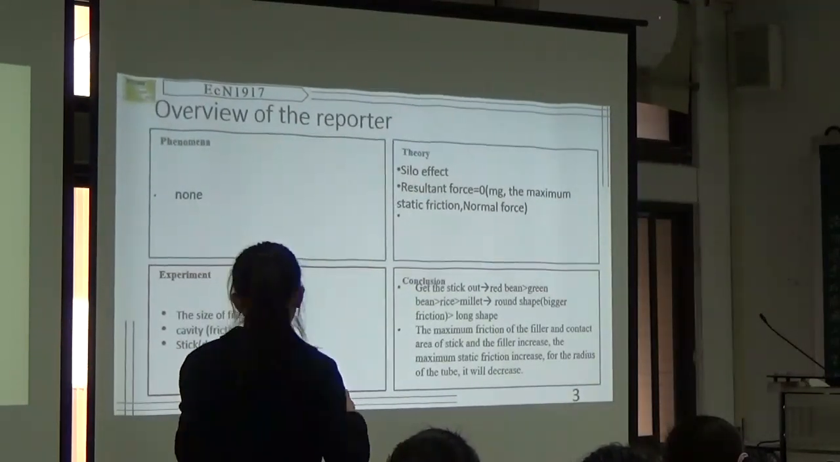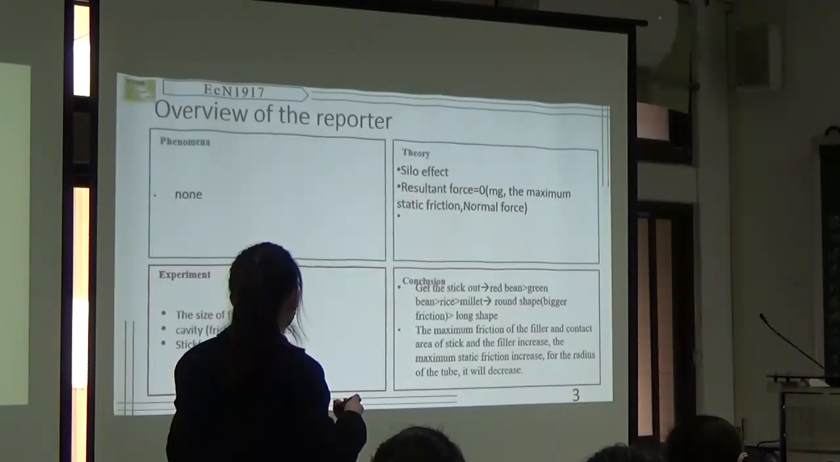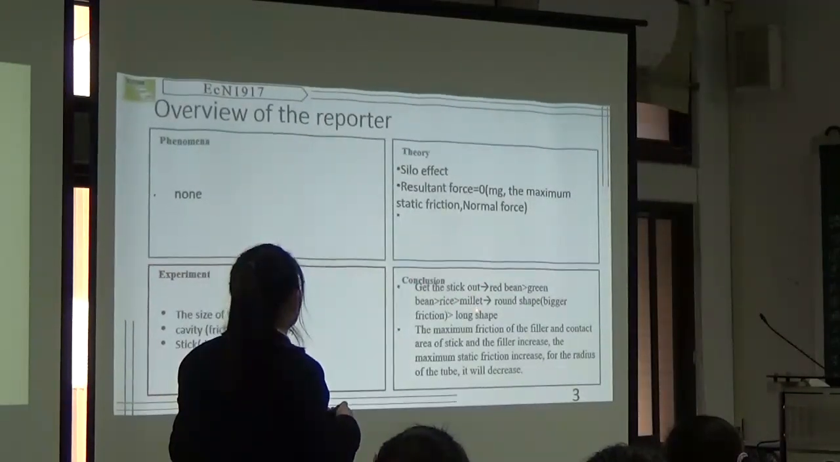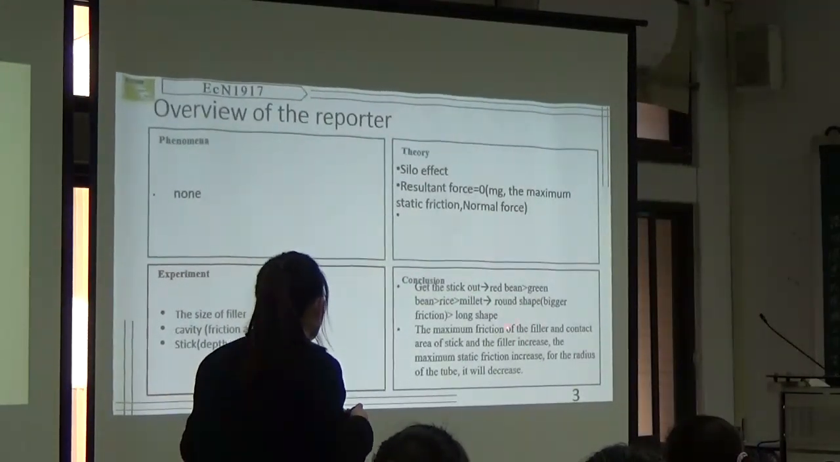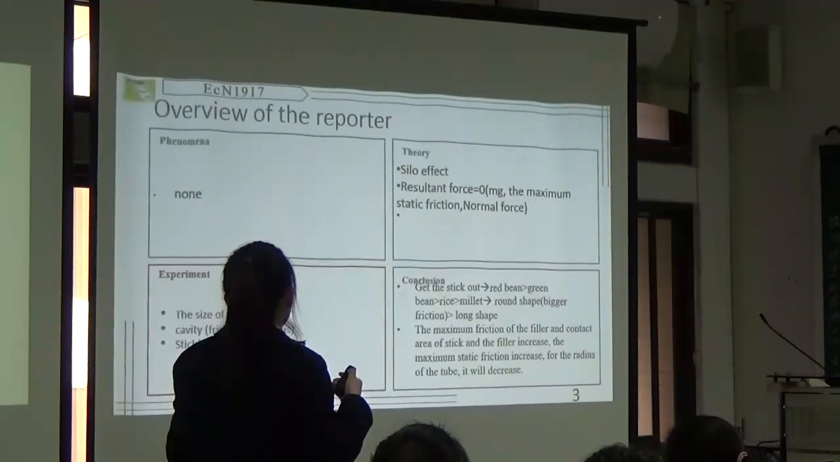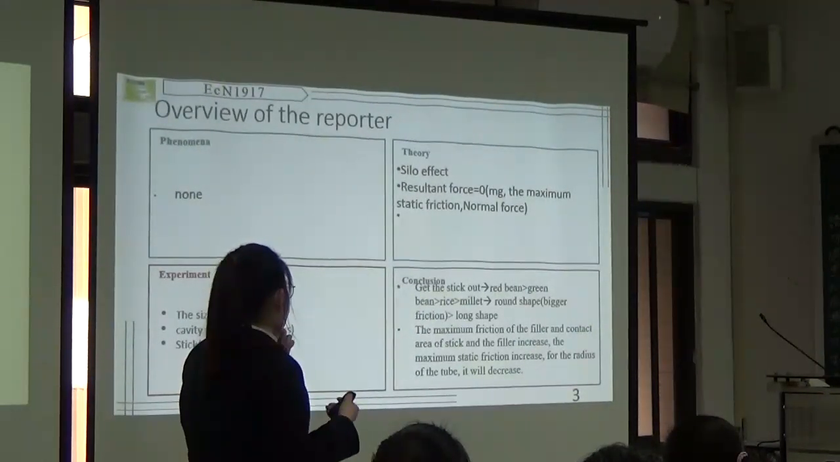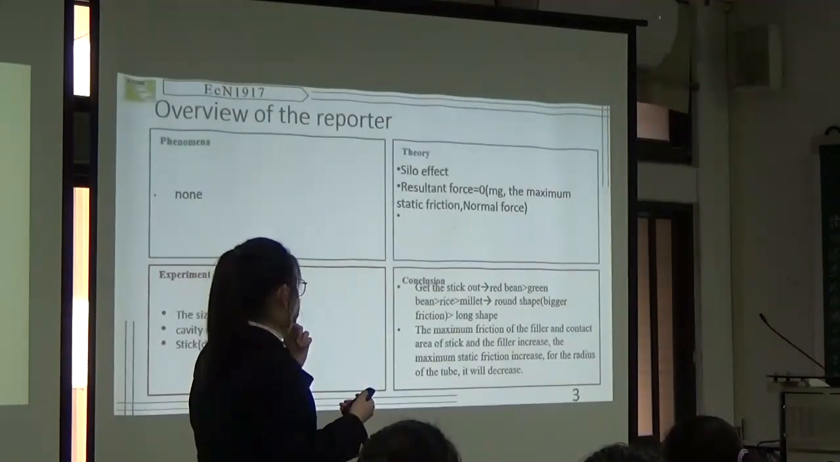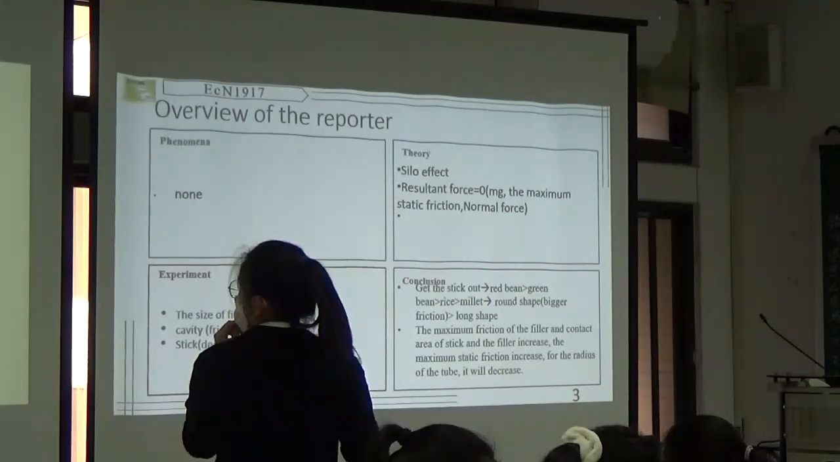when they pulled the stick out, the red bean was bigger than the green bean, bigger than the rice, bigger than the millet, and they are all round shaped. The maximum friction increases with the size of the filler and the contact area of the stick and the filler. The maximum static friction increases, while for the radius of the tube, it decreases.